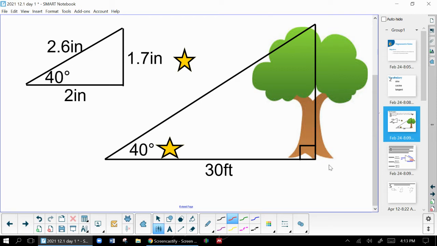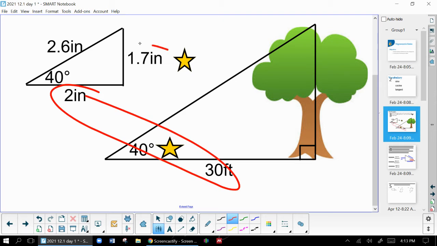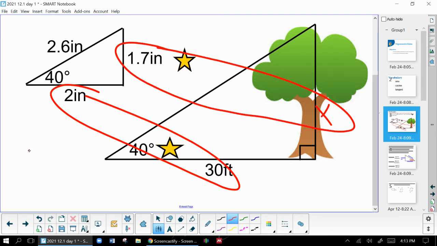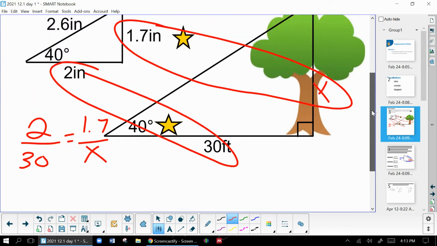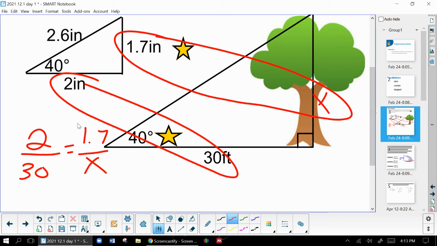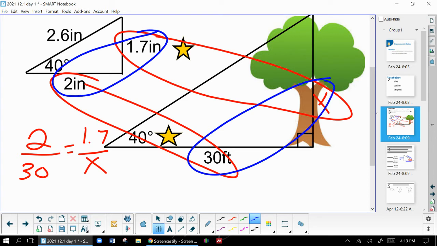This lets us, even if we didn't have a triangle that's part of the problem, still solve it. And so here, maybe we would do something like this. We'd compare our sides, something like 2 over 30 equals 1.7 over x. And that would let us solve that problem. Now, same kind of deal there. We could also compare these in different ways. So what if I had said compared going this direction? What if I went with 1.7 over 2 equals x over 30?